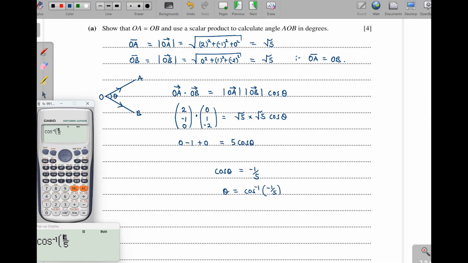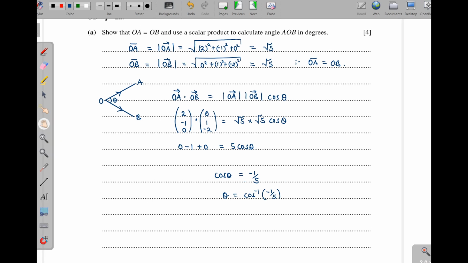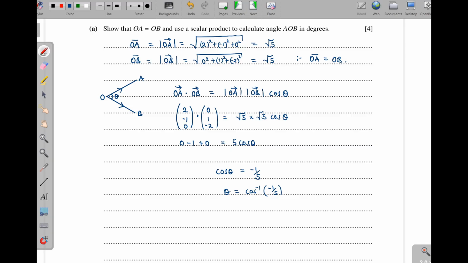This one is a negative here. So we are getting 101.5. So angle AOB shall be equal to 101.5 degrees, and this is to 1 decimal place, and that is that.